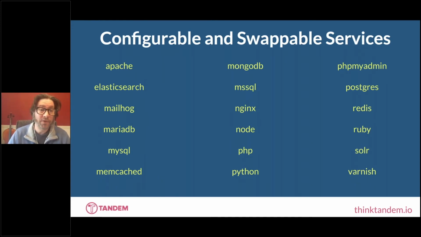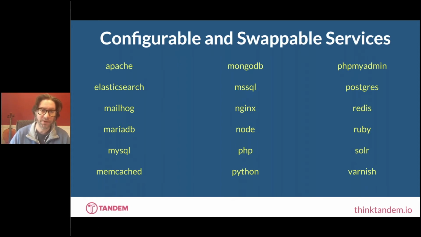Configurable and swappable services. You can see there's a bunch here. So you can spin up an app with Apache. If you need to switch it to Nginx, you can switch it to Nginx. If you have one app that you're working on that is production as Apache and a different app production as Nginx, you can easily do that without cluttering up your host machine.